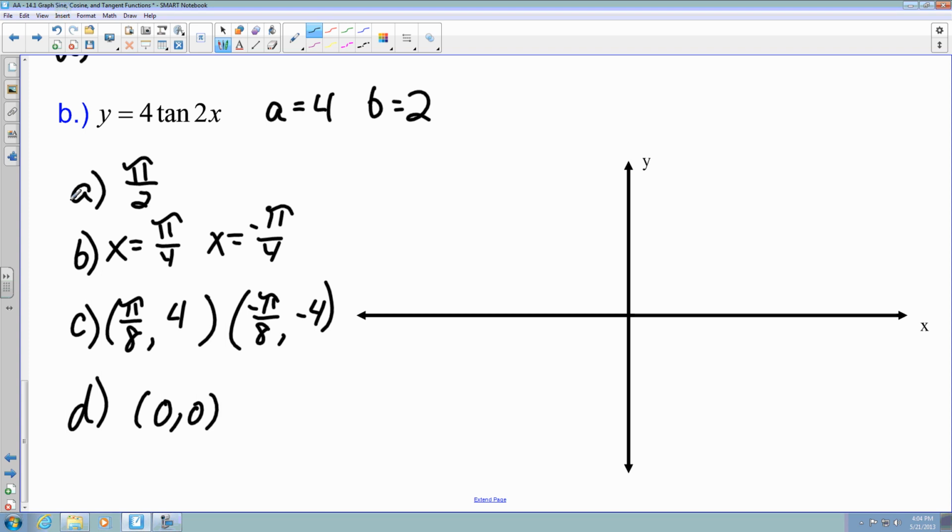And that is being able to graph and identify specific points in sine, cosine, and tangent functions.